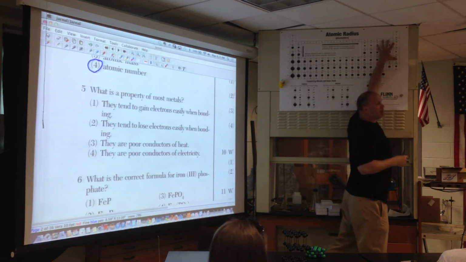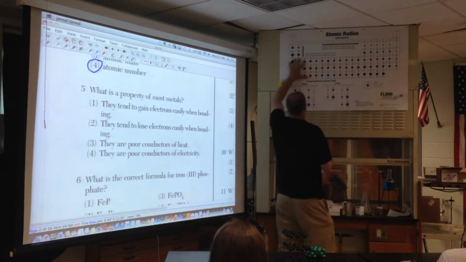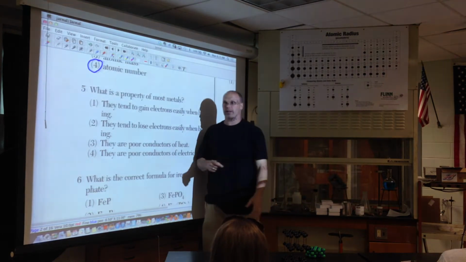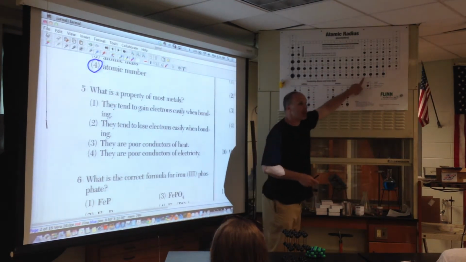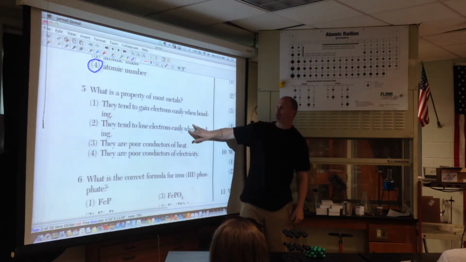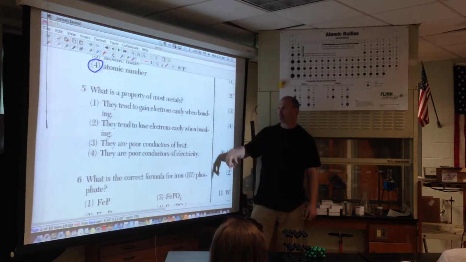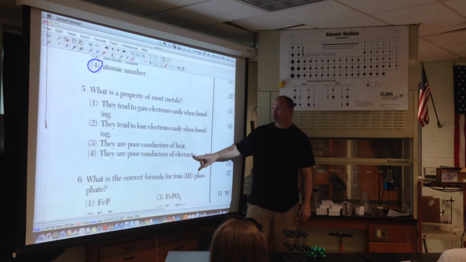Everybody at the top is small enough. These guys, my friends, are so big they tend to lose electrons. And you can't find me any of these that become negative. So they lose electrons when bonding. Nonmetals are poor conductors of heat and electricity.